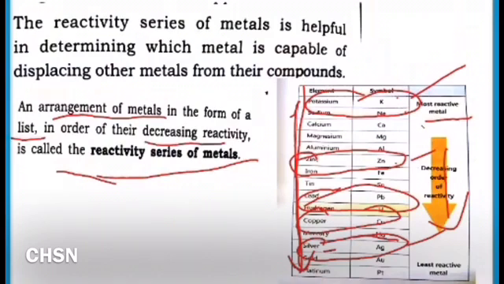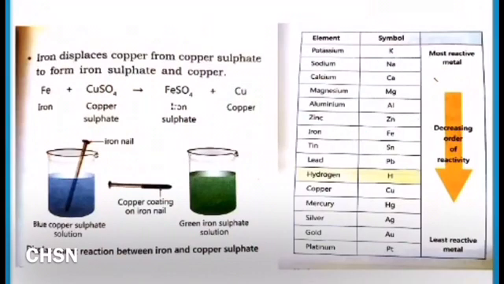So this series is called the reactivity series of metals. Using this series, you will understand which metal is more reactive and which is less reactive. So this is the significance of the reactivity series. Now back to our reaction. Here we have the reactants iron and copper sulfate. Now can you check the reactivities of iron and copper? We have seen that iron displaces copper from copper sulfate. Now check the positions of iron and copper. Where is iron?